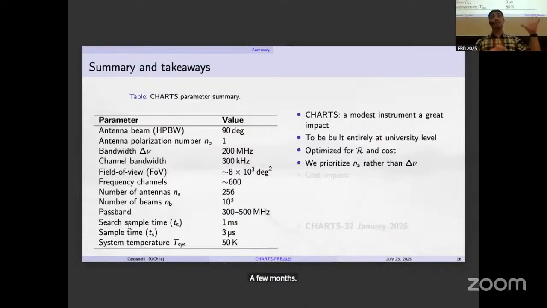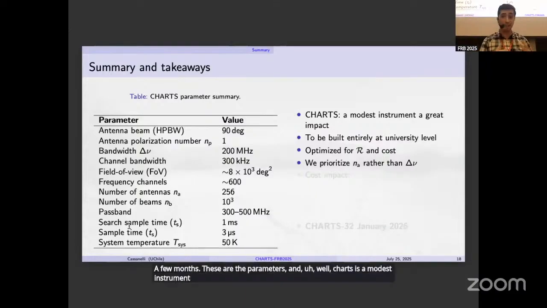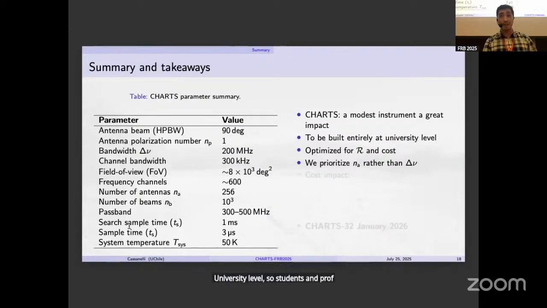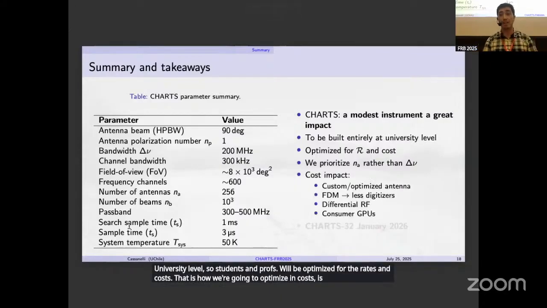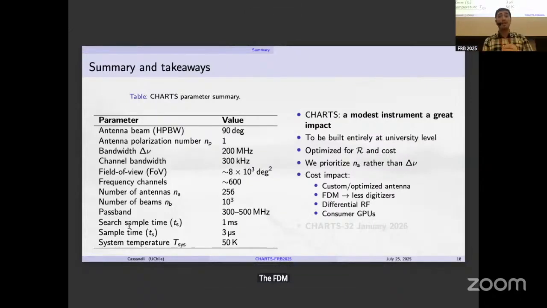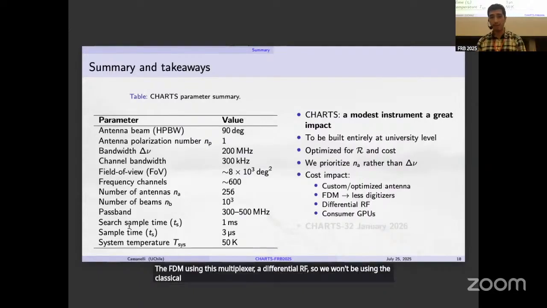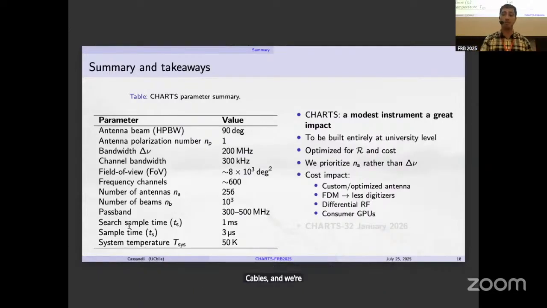These are the parameters, and CHARTS is a modest instrument. It will have great impact, will be built entirely at a university level by students and professors, and will be optimized for rate and cost. We're going to optimize cost in four ways: optimizing the antenna design, the FDM using this multiplexer, differential RF, so we won't be using the classical 50 ohm cables, and using consumer GPUs.